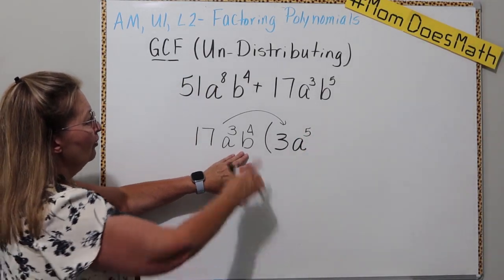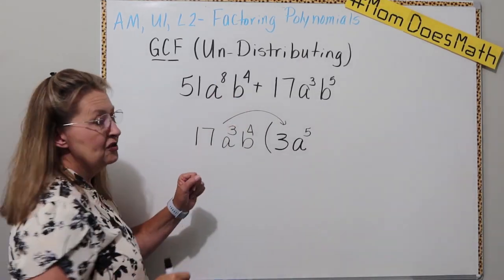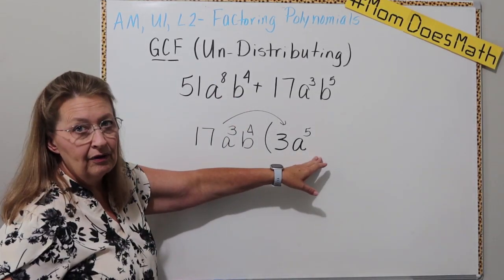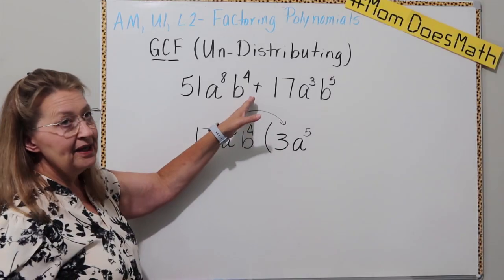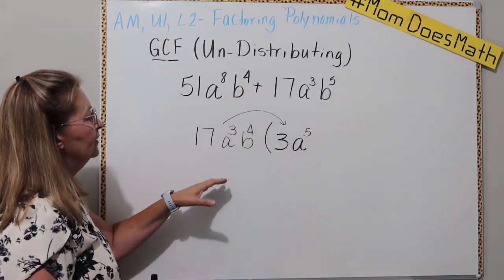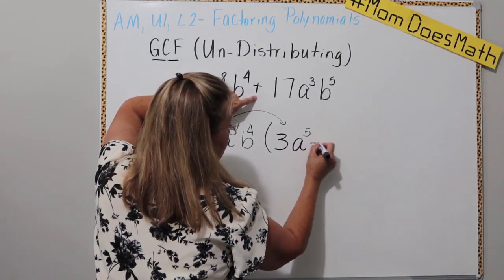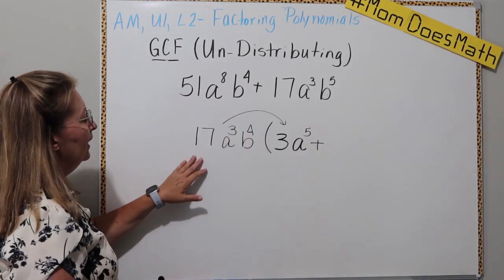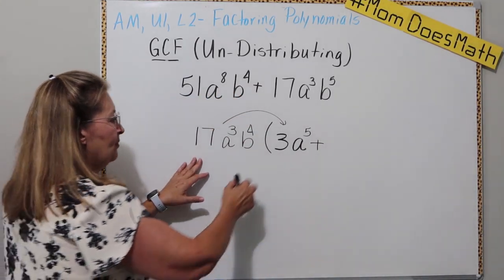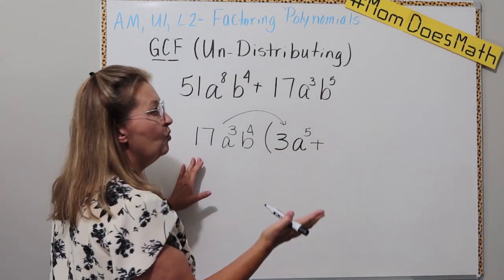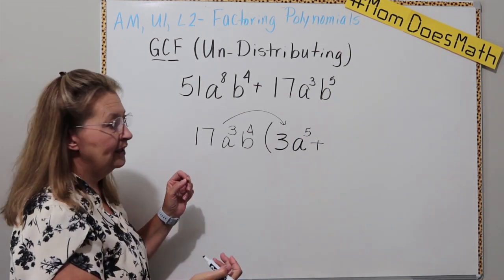Now, b to the 4th already matches. So you just don't need anything. If you put a b here, then when you multiply it, you're going to get b to the 5th. And that's not what you want. Alright, whatever this sign is, goes here. Now, what would you multiply 17 by to get 17? Well, just 1. So you're not going to need to put anything.